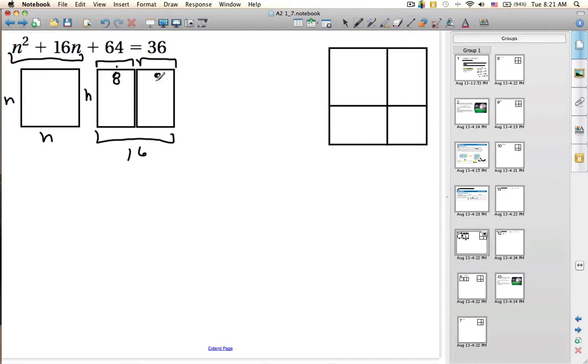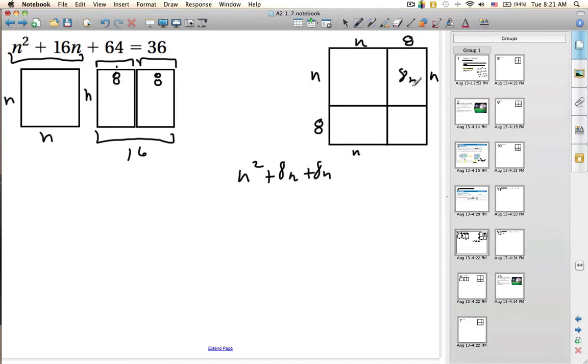Right? So they're half of 16. So when I move them over here, this is 8, this is n, and you can see that n times n would be n squared, right? I'll have n squared. And then I'll have plus 8n, right? Because this distance here is also n, as is that. Plus 8n plus 8n, because I have 8n here.